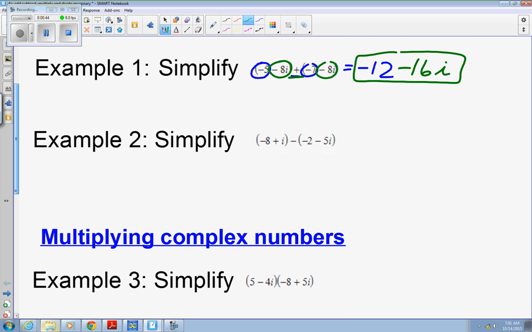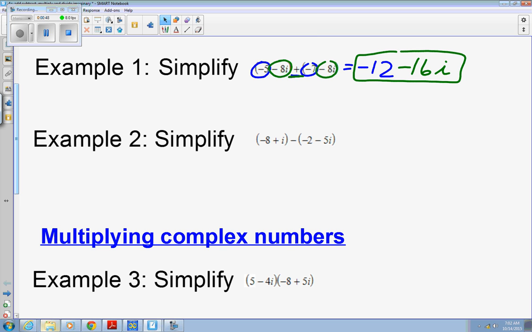So subtraction. You're going to be doing the exact same thing. You have like terms. We have -8 subtracting -2. So let's write that. -8 subtracting -2. So that's going to be -8 plus 2, which is -6.